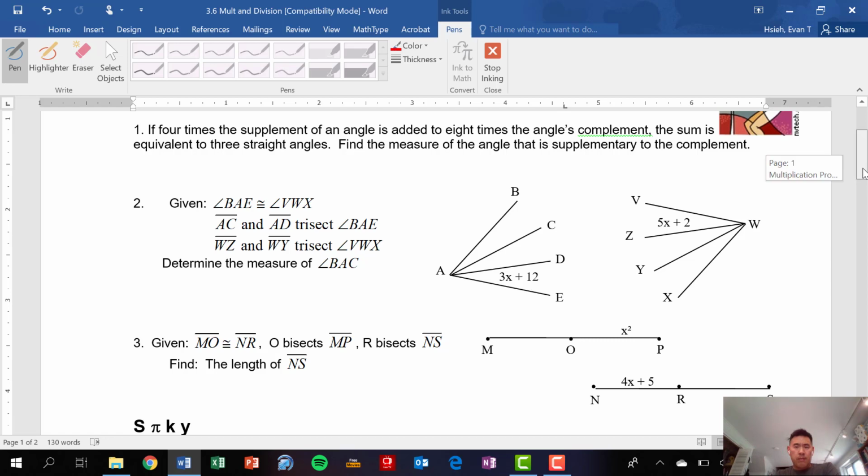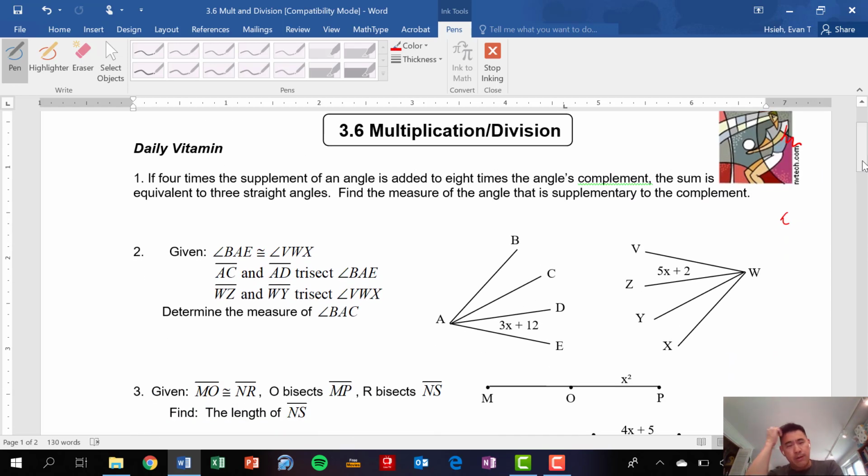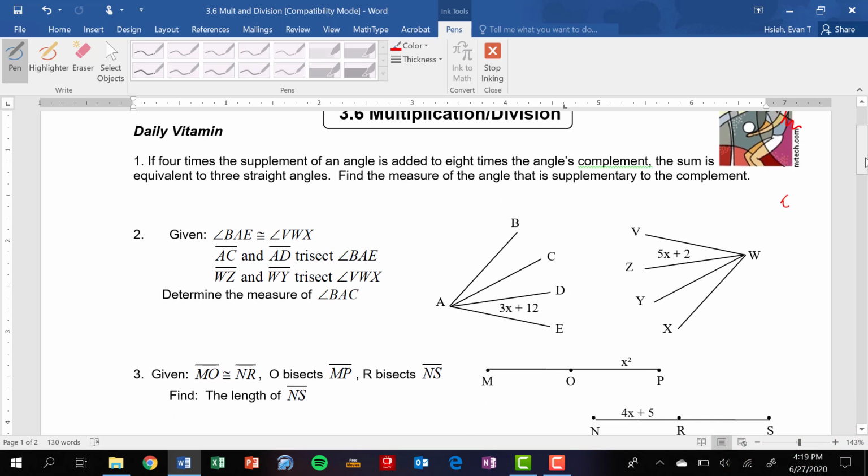Okay, so we're moving on to the last section of Chapter 3. The last section is multiplication and division property, and it is probably the section that gives most students the most difficulty. So hang with me here. Okay, so I'm going to start with this example problem right here in the middle of the page.